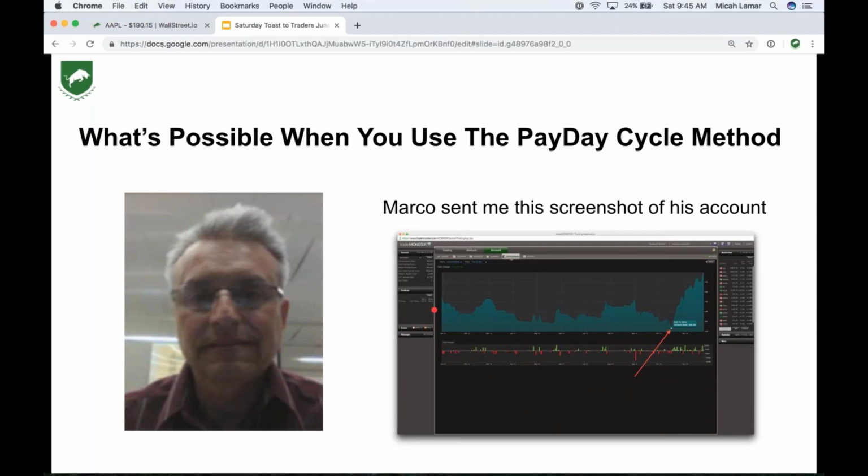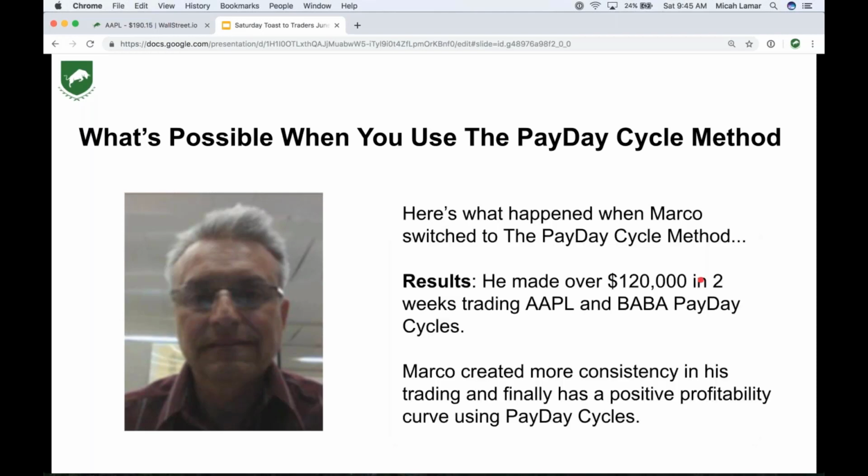And it helped him break out and have a new profitability curve, a breakout in his profitability curve. In fact, he made over 120 grand in just 2 weeks trading Apple and Baba. Now, he didn't put like $100 in this trade and make 120. This is not like a get rich quick thing. This is by leveraging the strategy, you can create more consistency.